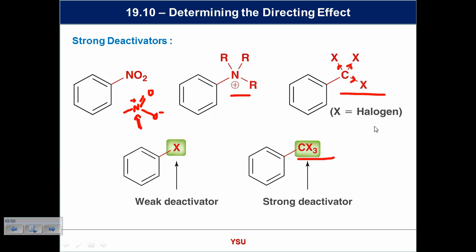If C is a CH3 group, it's an activator. It's the opposite. So if you put halogens on there, you start to pull electron density away from the cycle, and you deactivate it. Right? Now, I'll say this. Confusing? Yes.